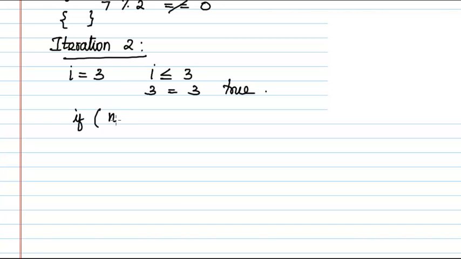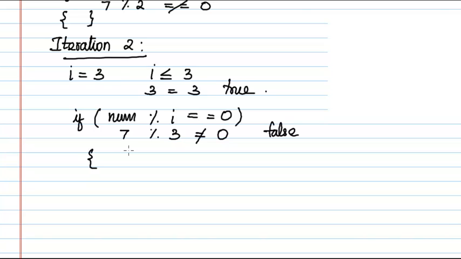Here we have to check the condition if number when divided by the value of I gives us the remainder 0. Now the number is 7. When it is divided by 3, we do not get the result as 0. So this condition is again false and the loop will not be executed. Now let us move on to the next iteration.